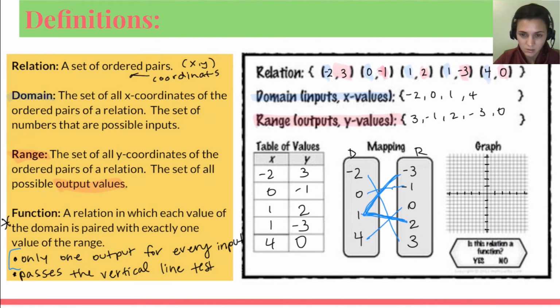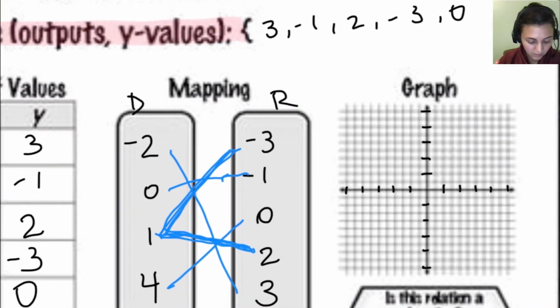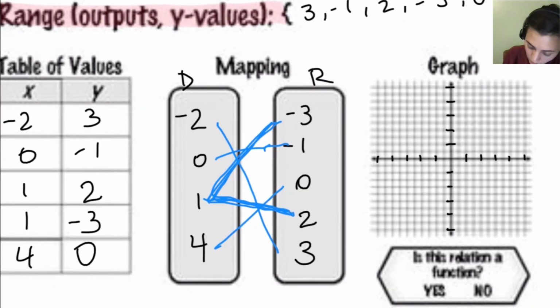And if you don't really understand the mapping, we could also graph it. So I could also plot these points. I'm going to zoom in on my graph to make it easier to plot. So I have -2, 3, which is right here. I have 0, -1, I have 1, 2, and I have 1, -3, and then I have 4, 0.